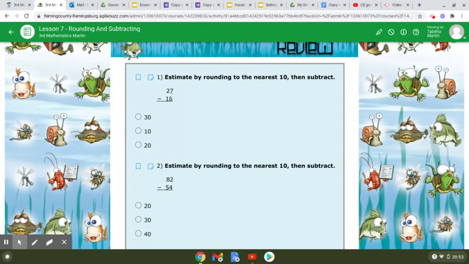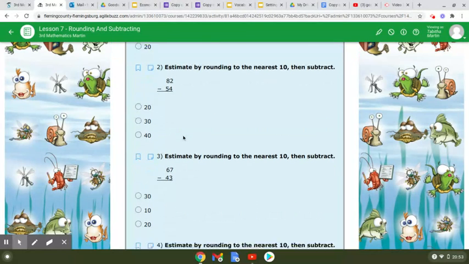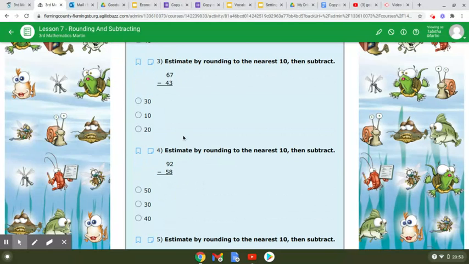So that 7 is going to tell that 2 to round up. So it's going to be a 3, and then that 7 is going to turn to a 0. Then you have 18 here. That 8 tells that 1 to go up as well. So you're going to have 30 minus 20 equals what? Okay. Same with this. You round to the nearest 10, round to the nearest 10.